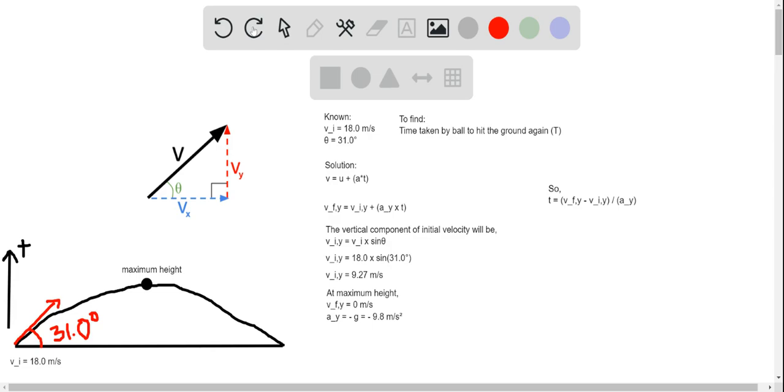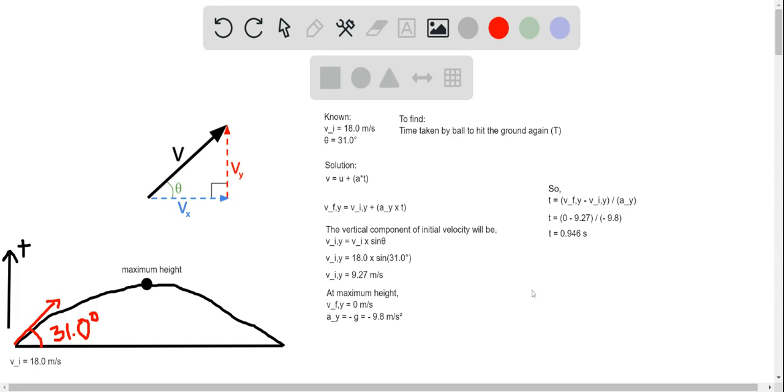So we rewrite the equation by isolating t, which gives us t equals Vfy minus Viy over Ay, right? And then we just plug in the numbers, and we have 0 minus 9.27 over negative 9.8. This gives us an answer of 0.946 seconds. So it takes the ball 0.946 seconds to reach maximum height.